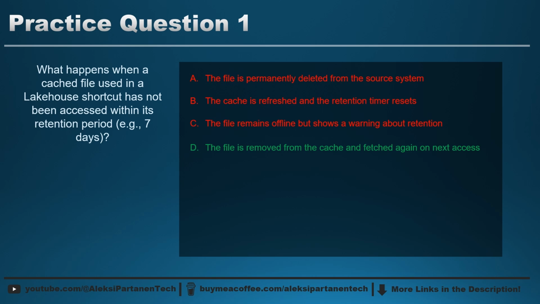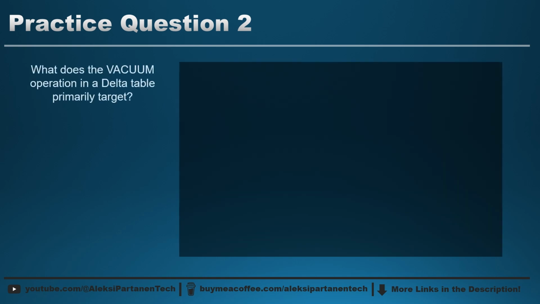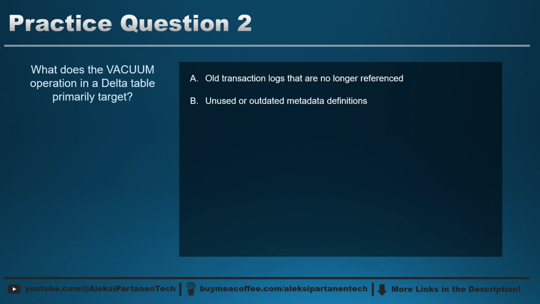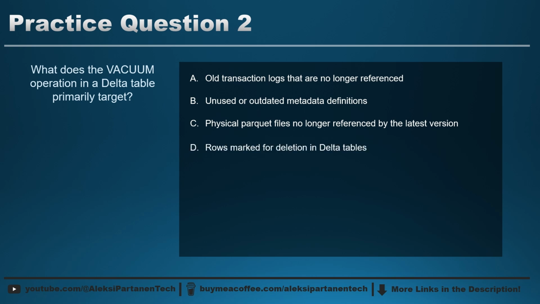Let's have another question. What does the vacuum operation in a delta table primarily target? A, all transaction logs that are no longer referenced. B, unused or outdated metadata definitions. C, physical Parquet files no longer referenced by the latest version. D, rows marked for deletion in delta tables. Now think about the answer for a moment and pause the video. I will reveal the answer in 3, 2, 1.